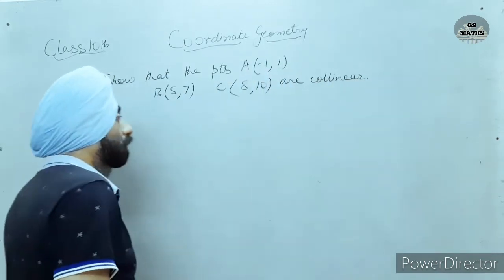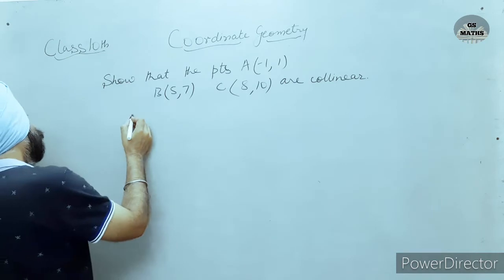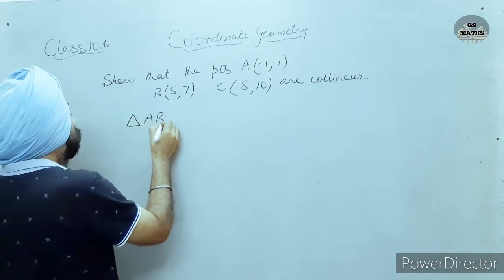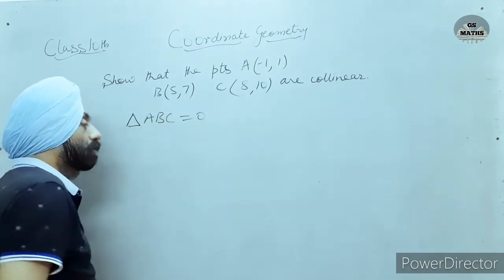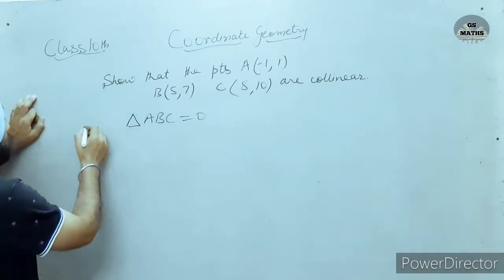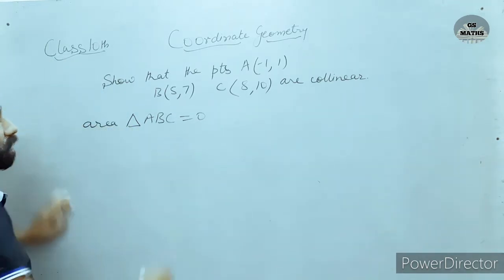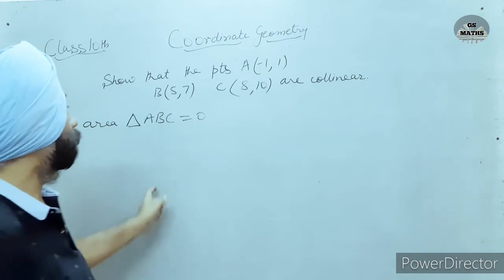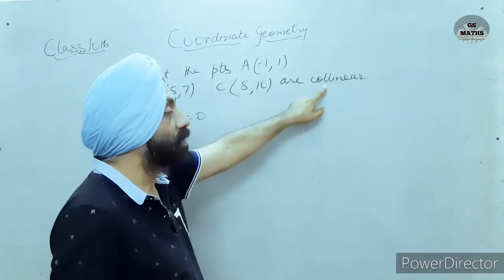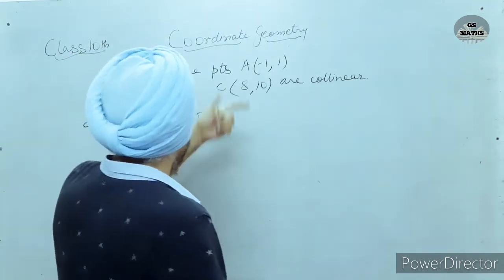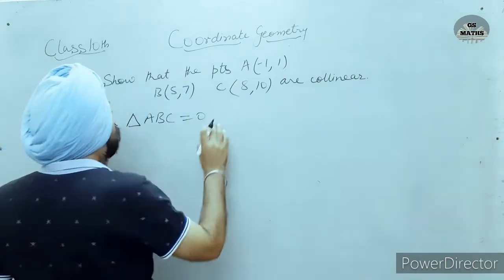Now what I told you is that the area of triangle ABC must be equal to 0. Area of triangle ABC must be equal to 0. Apply it. If it is 0, then the points are collinear. If it is not 0, then the points are not collinear.